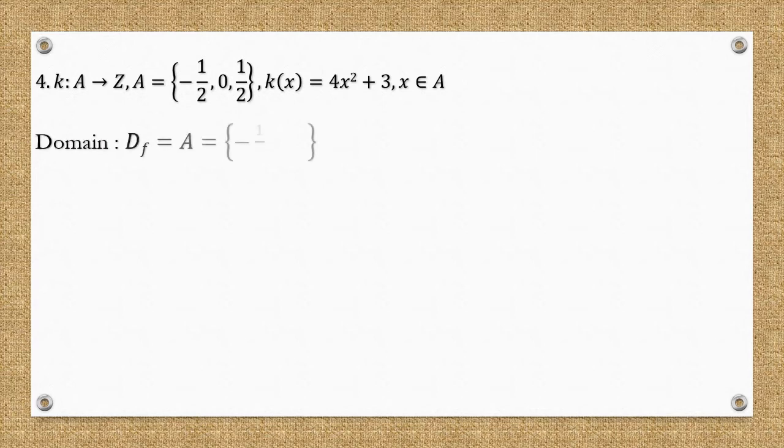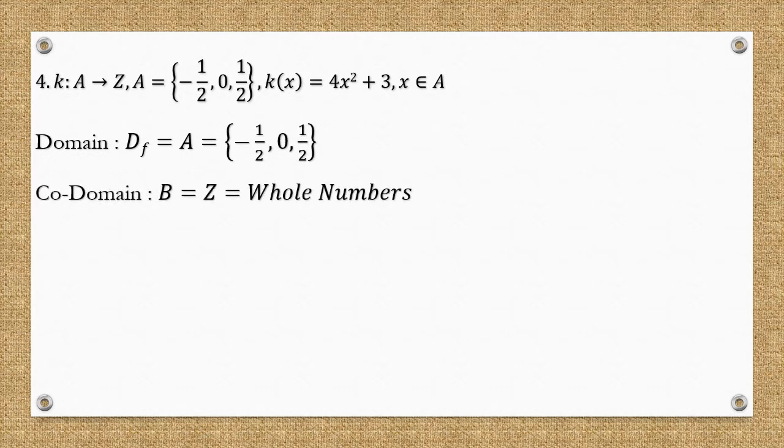Fourth question, K is a function from A to Z, where A is -1/2, 0, 1/2, and K(x) is 4x squared plus 3. Now the thing you need to remember here is Z is the whole numbers. So the domain is A, while codomain is Z, which is whole numbers. It could be positive as well as it could be negative. Okay. So x is -1/2.